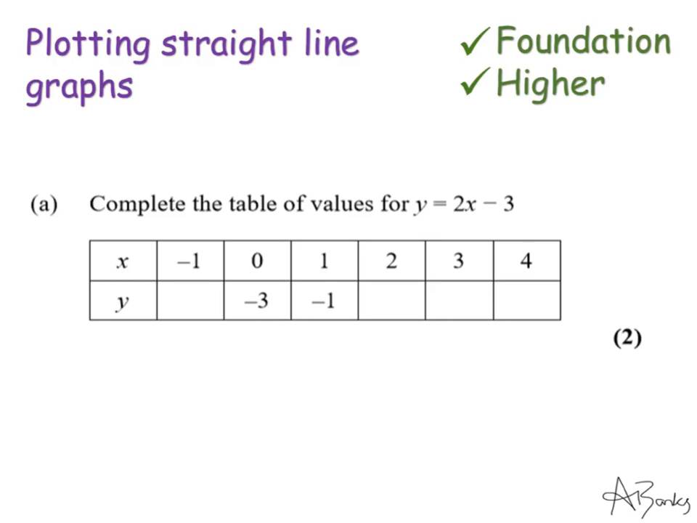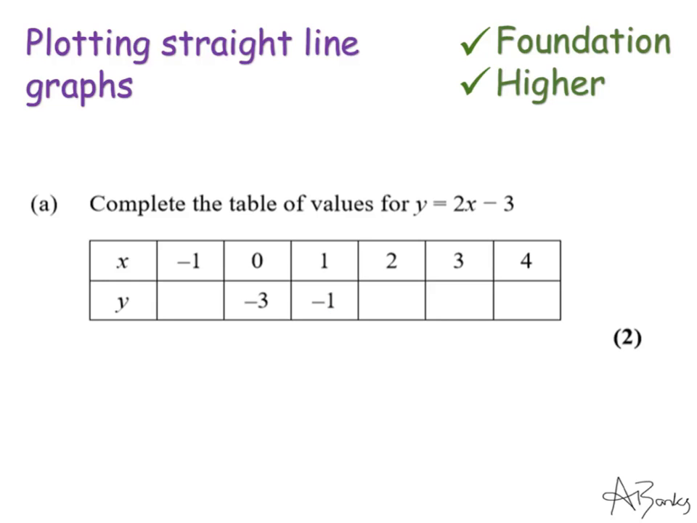Hi everyone, and thanks for watching my online lesson on plotting straight line graphs. So these questions are often split into a part A and part B, and part A will ask you to complete a table of values. In this example, it's for y equals 2x minus 3, and there's 4 values that they want me to do this for. They've already done it for these two.